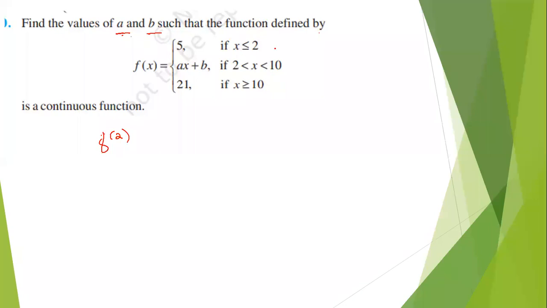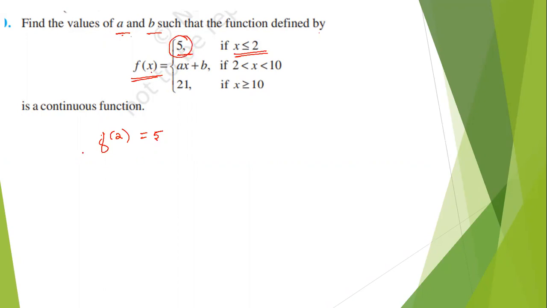Yes, good. We have to check that x is equal to 2 and x is equal to 10. So here, what is f of 2? F of 2 is 5, correct? And x is equal to 2. What will be the functional value? Functional value ಏನಾಗ್ತದೆ? X is equal to 2 ಆದರೆ it's 5, right?